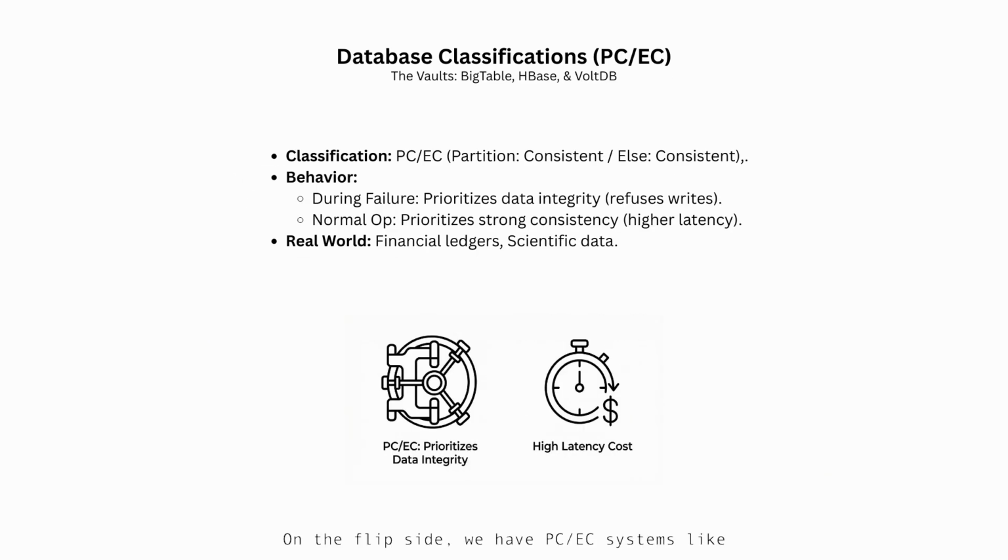On the flip side, we have PC/EC systems like Google's Bigtable, HBase, or VoltDB. If a partition hits, they choose consistency. They will block your request rather than risk data corruption. But look at the else. Even when the network is perfect, they choose consistency over latency. This forces the system to synchronize before confirming a write. This makes them slower, but it guarantees that if you read a record, it's 100% accurate. This is the architecture you want for billing systems or inventory management, where overselling is a disaster.